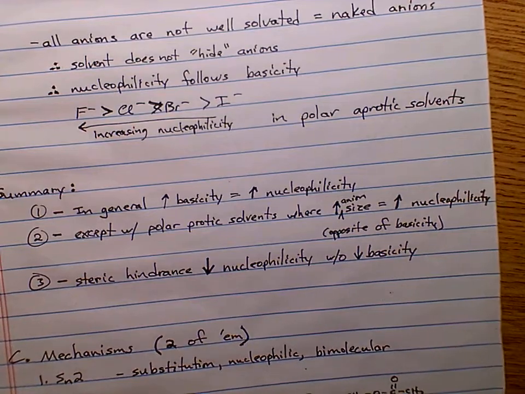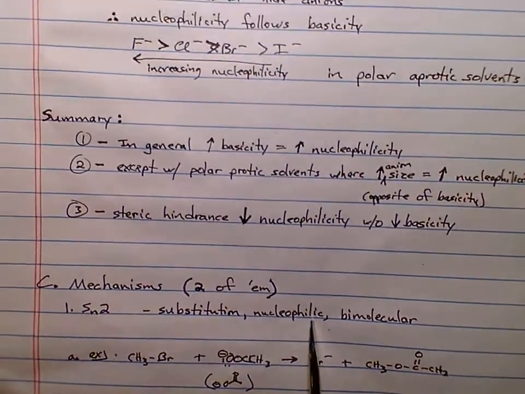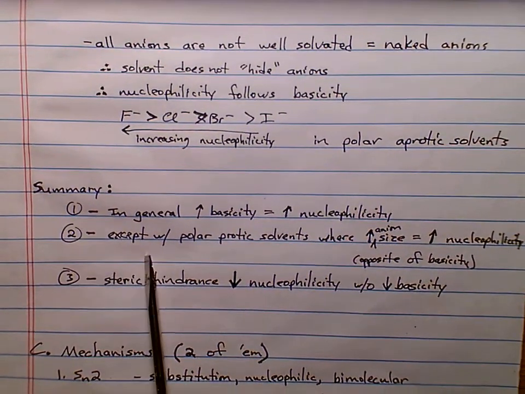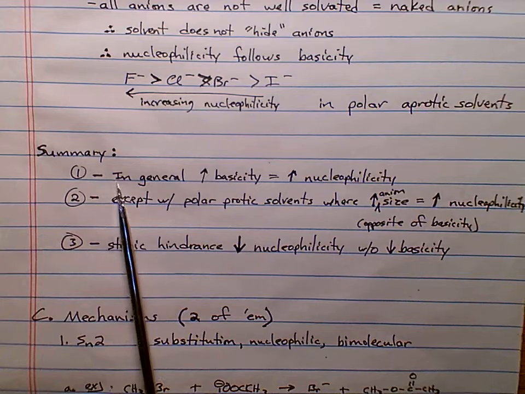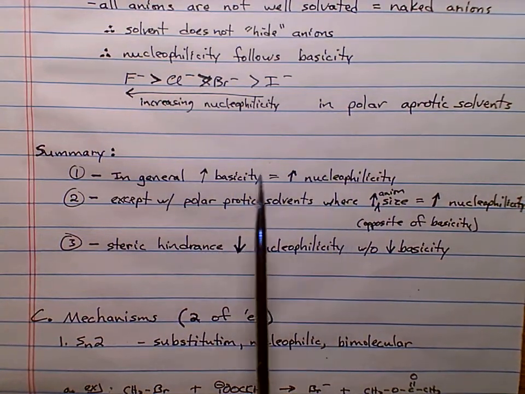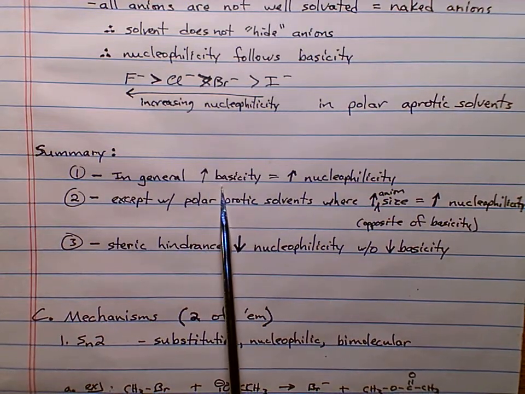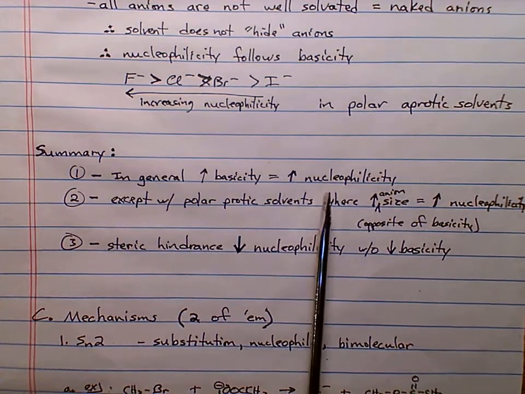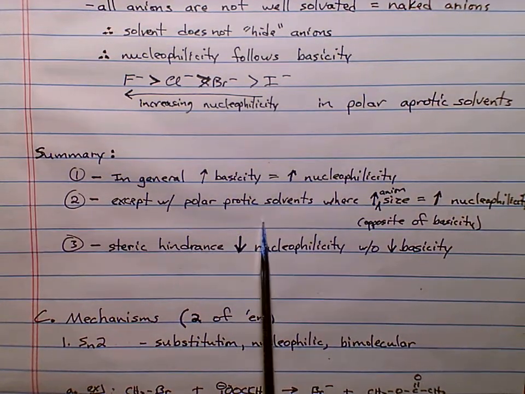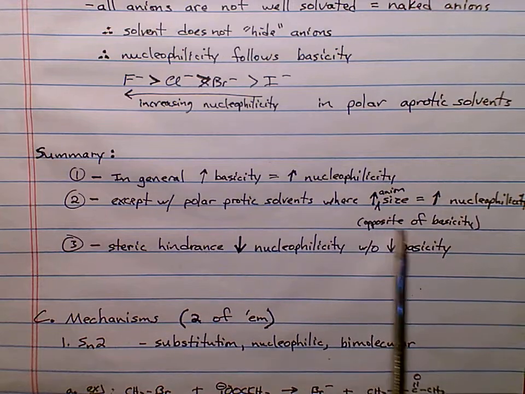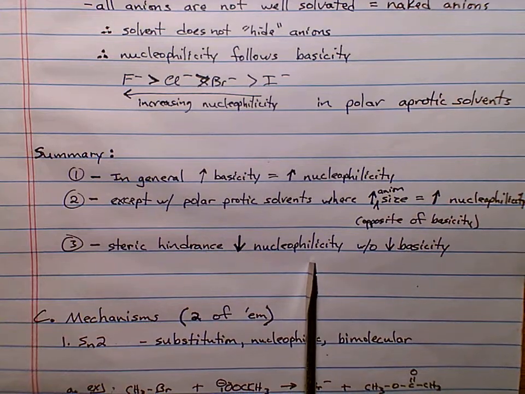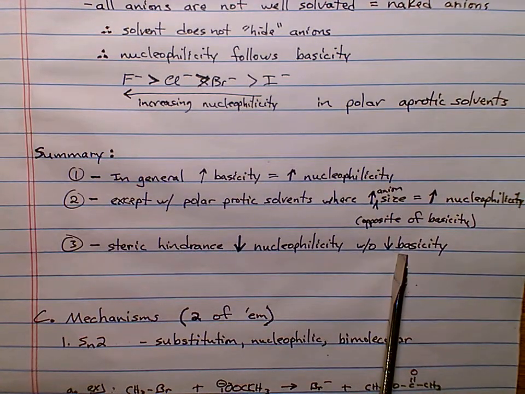So to summarize, to end this video, we just summarized what I said here, but just what we're normally seeing in general. Increasing basicity means increasing nucleophilicity. The stronger something is as a Bronsted base, wanting to grab protons, the stronger it is as a nucleophile, wanting to attack carbons. Except with polar protic solvents, where that flips a little bit. Also, steric hindrance decreases nucleophilicity without decreasing basicity.